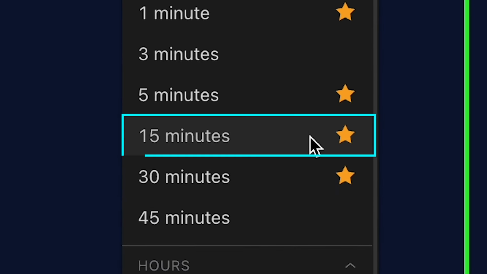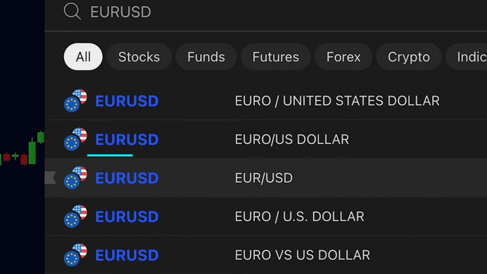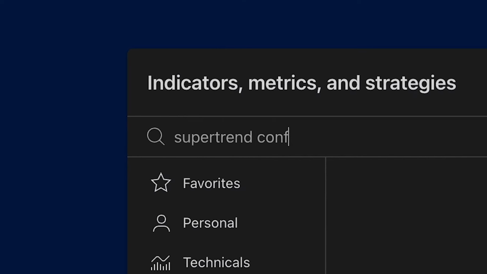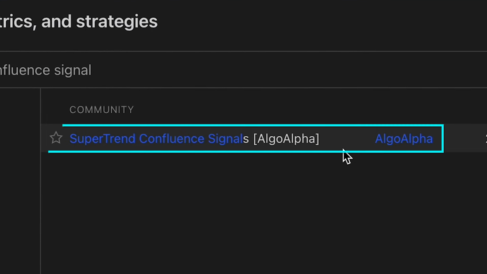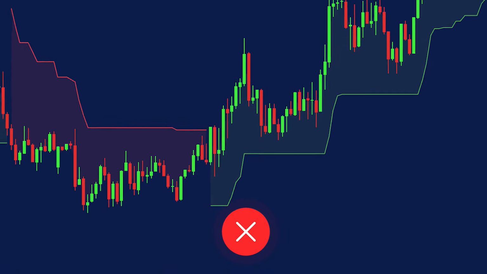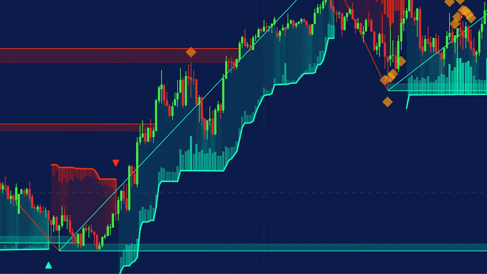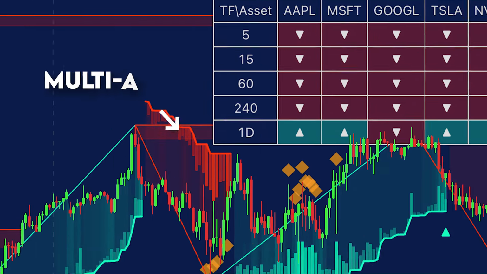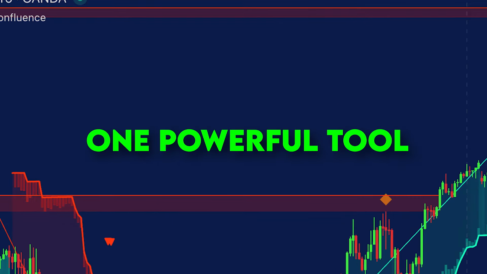I'm using the 15-minute time frame on Eurodollar, but this works on any time frame for day trading. Click on indicators and type in Supertrend Confluence Signals. Make sure you select the one by Algo Alpha. Now, unlike traditional Supertrend that only shows you trend direction, the Supertrend Confluence Signals integrates volume dynamics, retracement detection, and multi-asset analysis into one powerful tool.